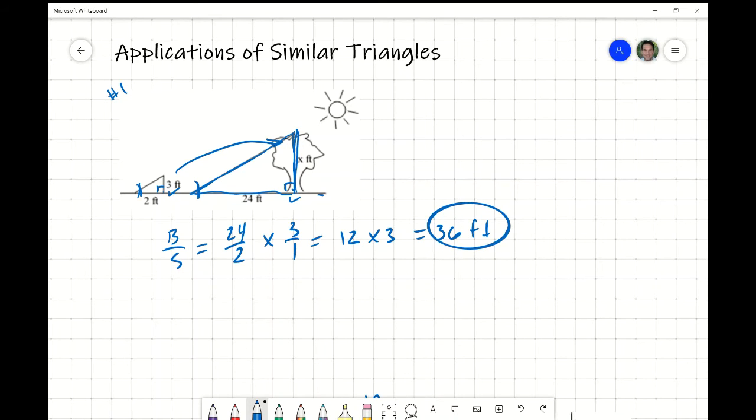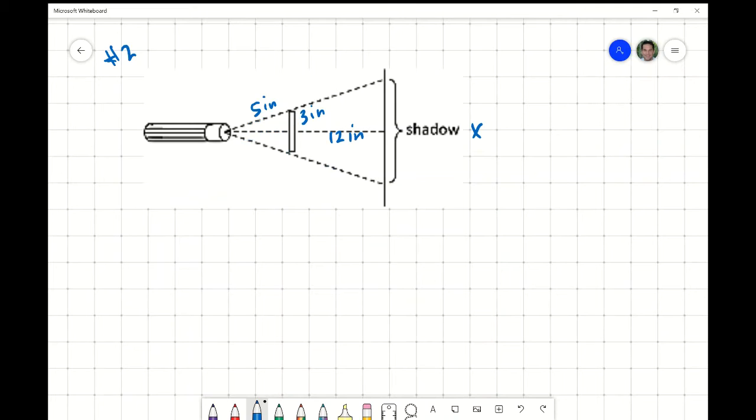Real world scenario, tree creating a shadow. We're using the length of that shadow along with this similar triangle over here to solve for a missing height of the tree. Right.